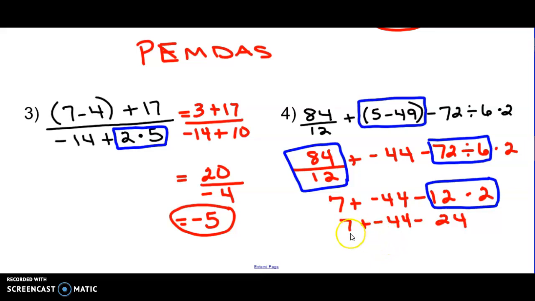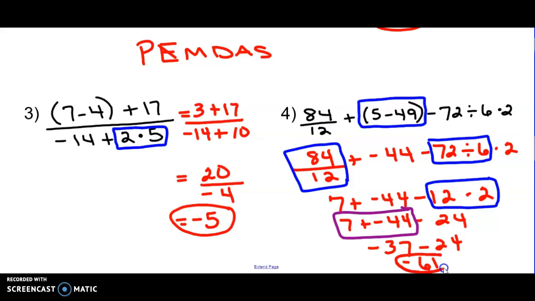So 7 plus negative 44 is going to equal, let's see, 7 plus negative 44 equals negative 37. And then I'm going to subtract 24. So negative 37 minus 24 equals negative 61.